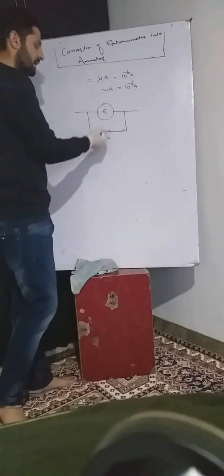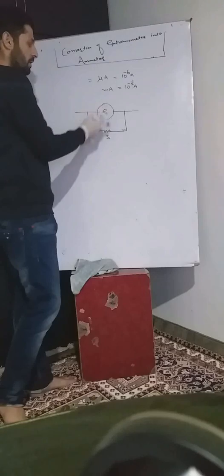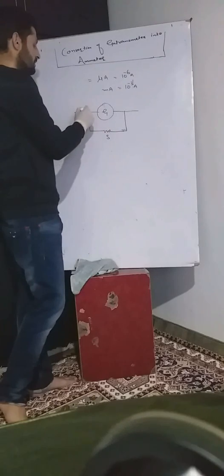By connecting this low resistance shunt in parallel to the galvanometer, we can convert this galvanometer into an ammeter.